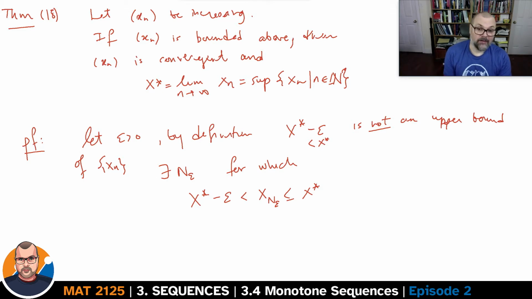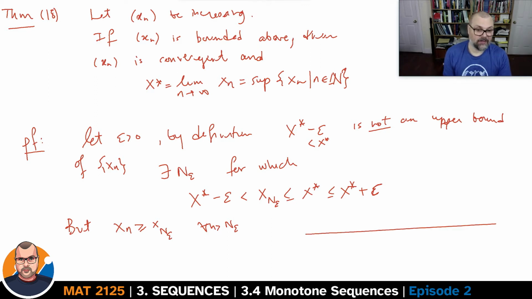While we're at it, x star is going to be smaller than x star plus epsilon, right? Because epsilon is strictly positive. Now what we do know is that the sequence is increasing. We haven't yet used that. So what this means is that for every index, every integer, n greater than n epsilon, the value of the sequence at n has to be greater than the value of the sequence at n epsilon, because it is increasing.